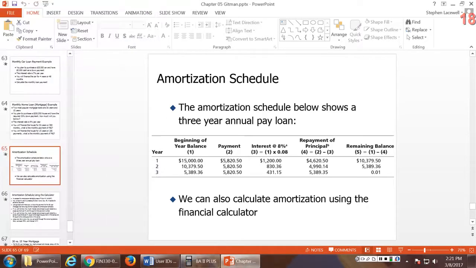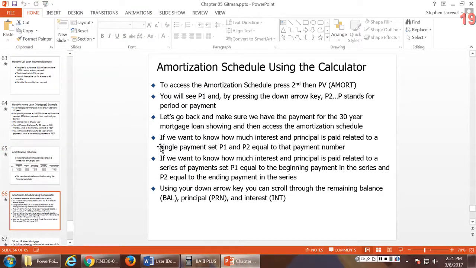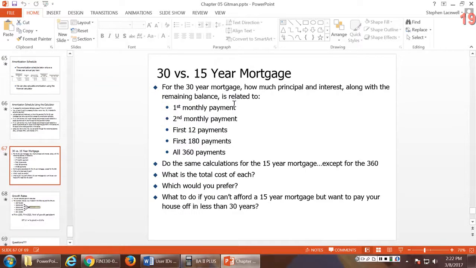Now, what I'm doing here, I'm going to switch screens just a minute. This will walk you through how to access the amortization schedule. Okay? So this slide, I'm not meant to teach from this slide. This is just a step-by-step process of what is the amortization schedule, what is P1, what is P2, that type of thing. But this is what we're doing now.